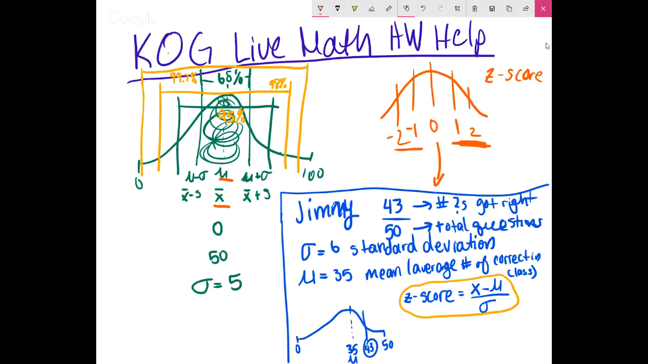We're going to use this to find out Jimmy's z-score. It's going to be so quick and easy. So I'm just going to put Z for short. X is the actual score or the number. The number is 43. 43 minus mu, and mu is 35. 43 minus 35, now over sigma, which is 6, the standard deviation.